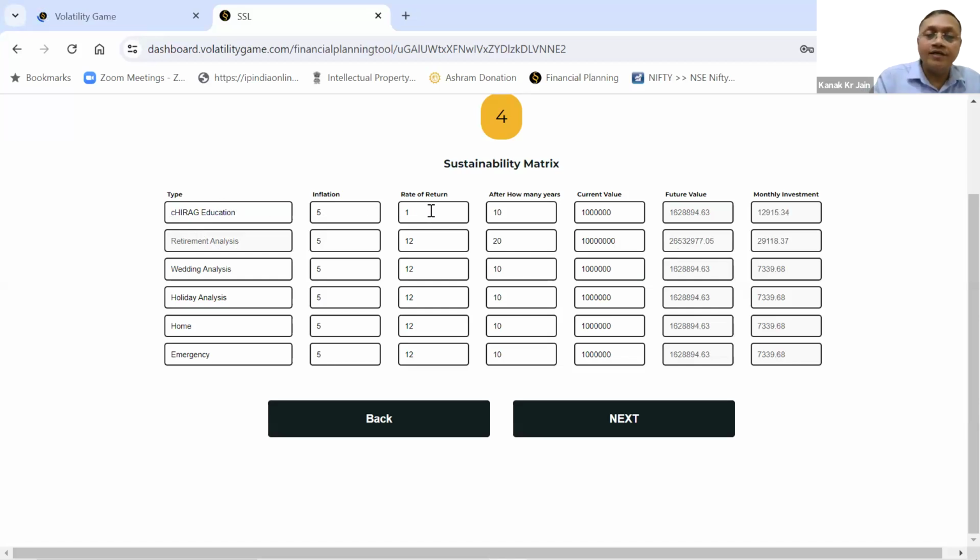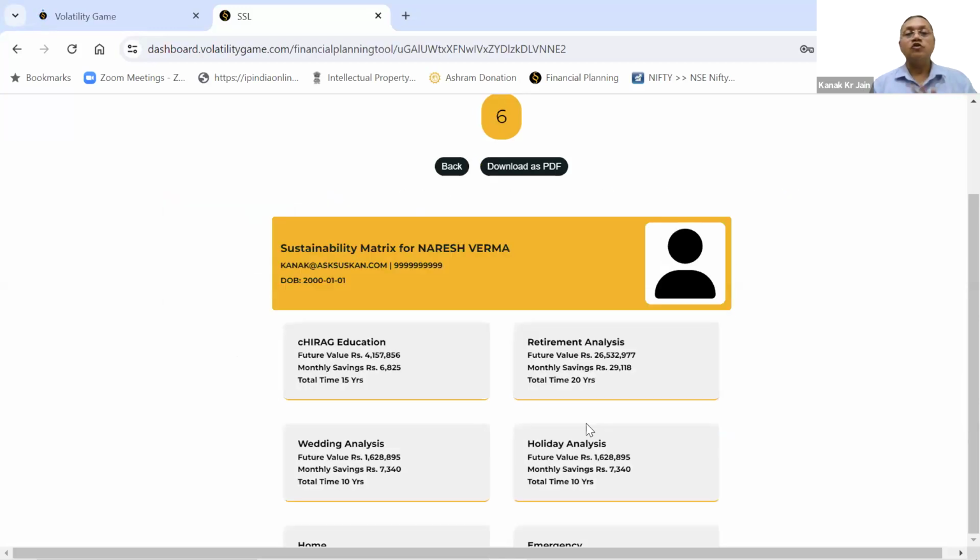And you can increase or decrease the rate of return. And then let's say after 15 years, you need the money. And instead of 10 lakhs, you need 20 lakhs. So this is what is required, and so on and so forth. You can just write all this and go to next. So once you go to next, you can download this PDF.